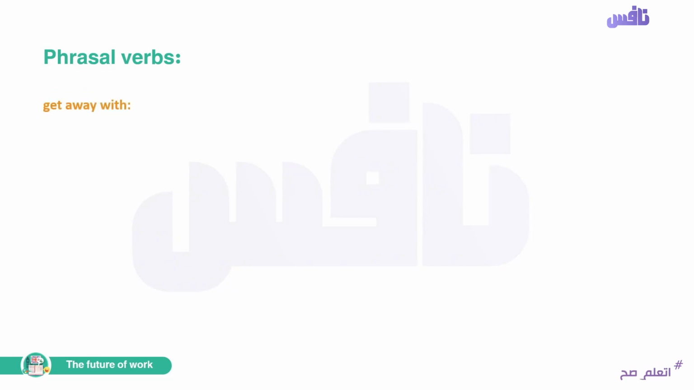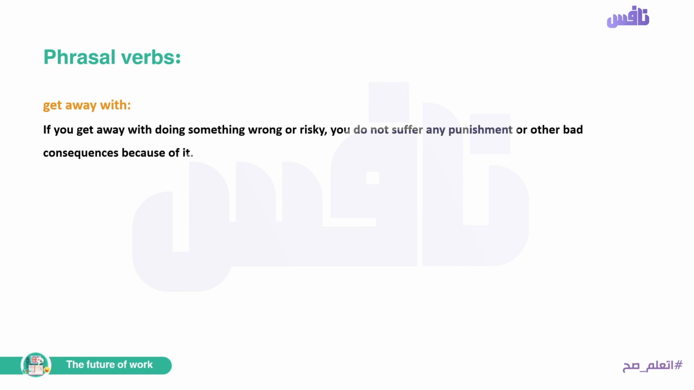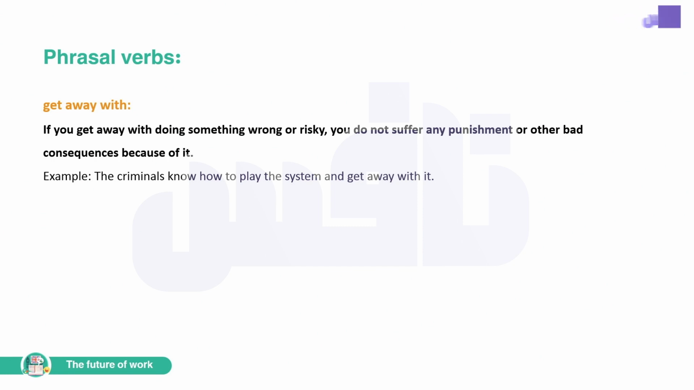Get away with بيقول لنا if you get away with doing something wrong or risky، معناها ان انت you do not suffer any punishment or other bad consequences because of it. يعني يهرب من العقاب يعني. في المثال بيقول لنا the criminals، المجرمين know how to play the system، يعرفوا ازاي يشغلوا النظام and get away with it، ويهربوا من هذه الجريمة يعني.